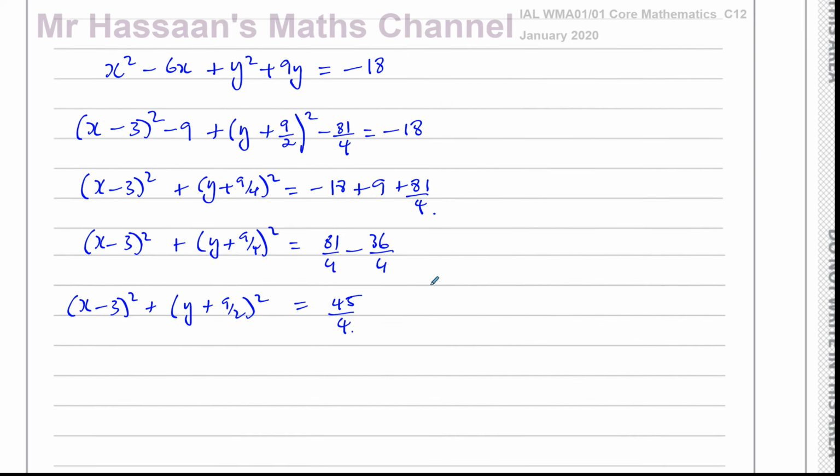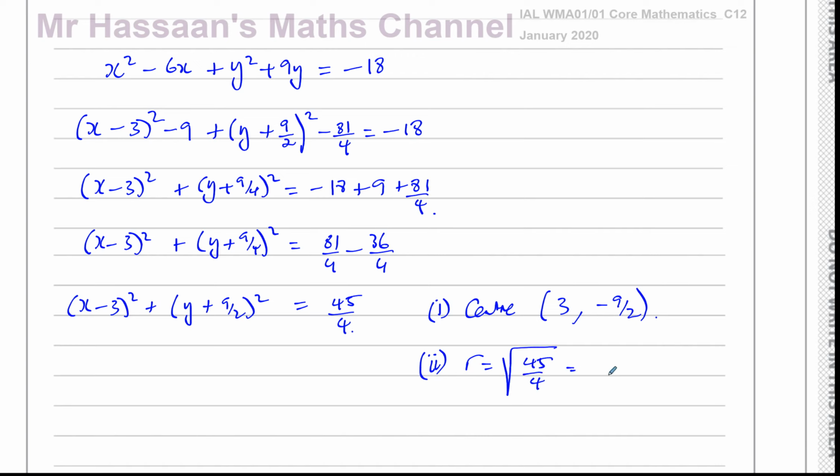And for part 2, I have to work out the radius. Now the radius is the square root of 45 over 4. I can see that that's going to give me something over 2. And the square root of 45 is the square root of 9 times 5, so I'm going to get 3 root 5. So it's 3 times root 5 over 2 in its simplest surd form. And the question does say give the exact value of the radius. So those are the answers to part A of the question. We've got the center and we've got the radius of the circle.